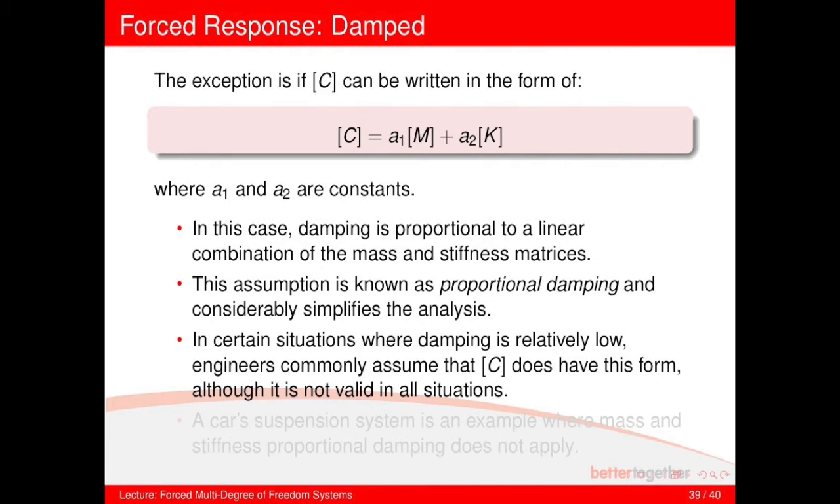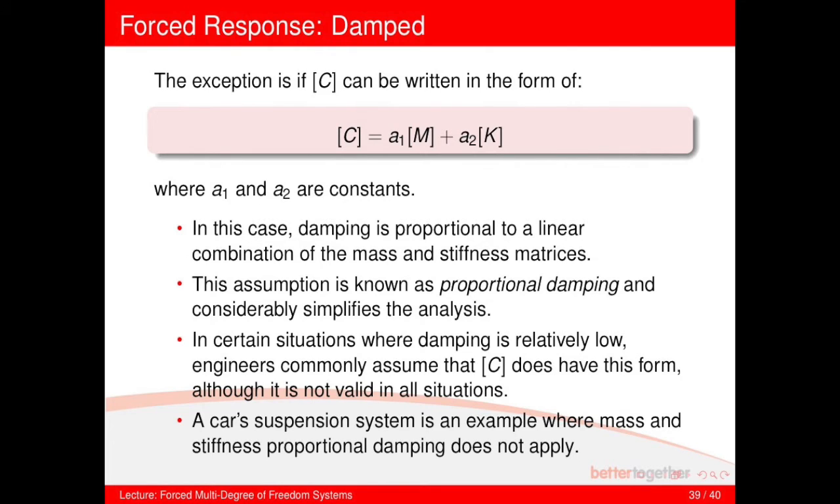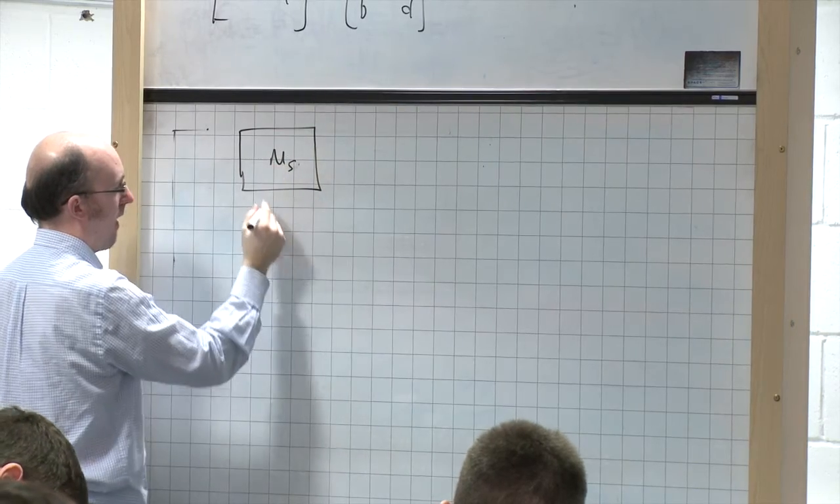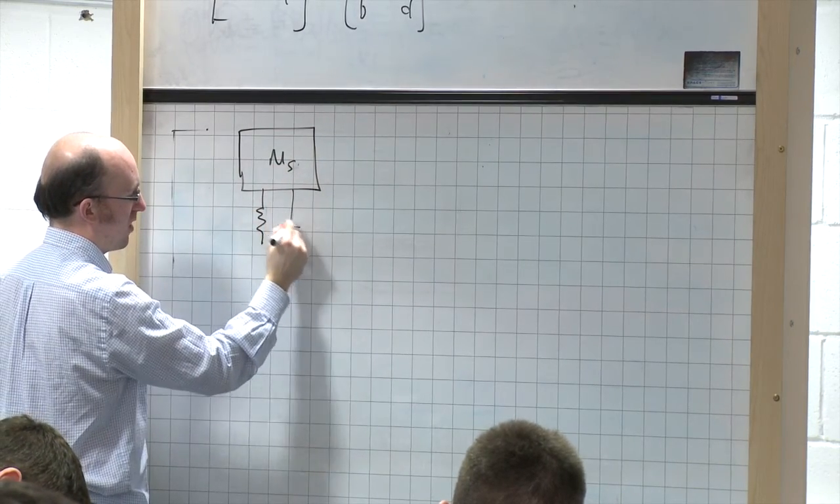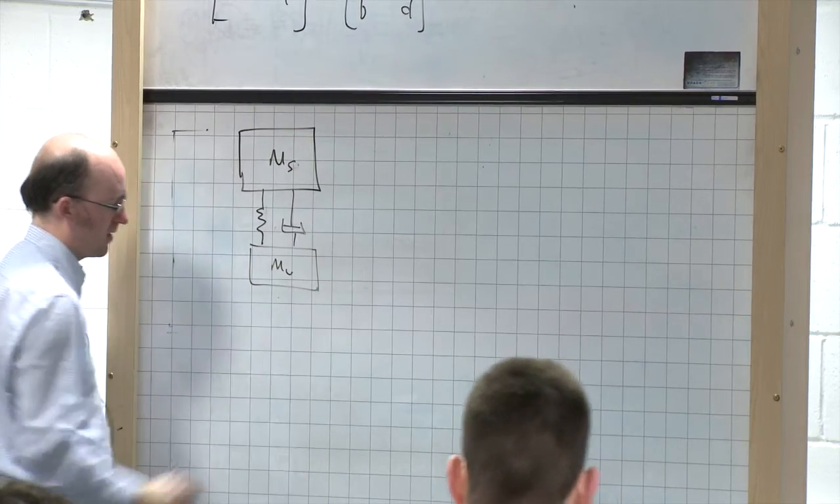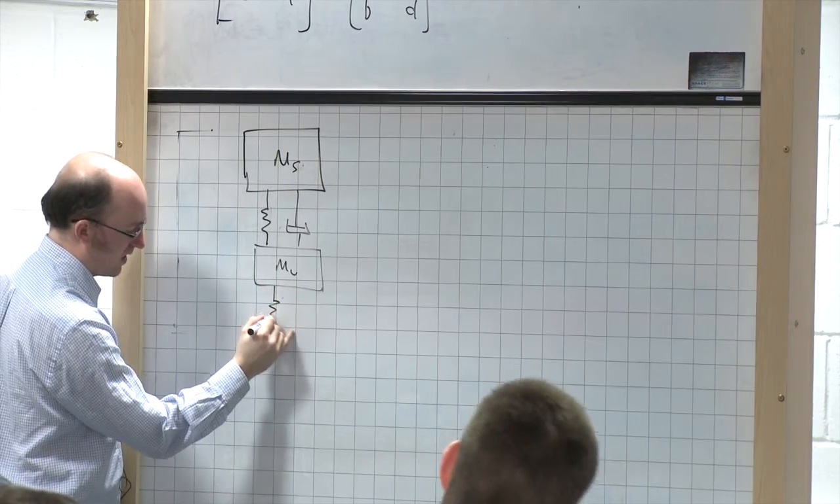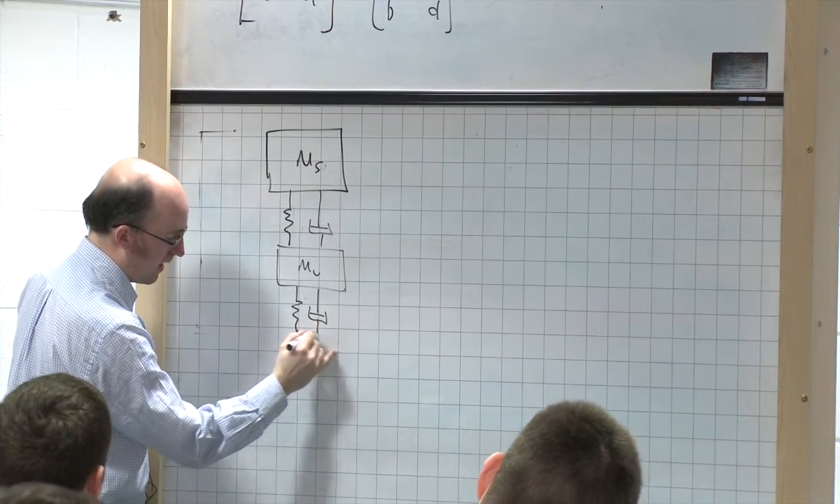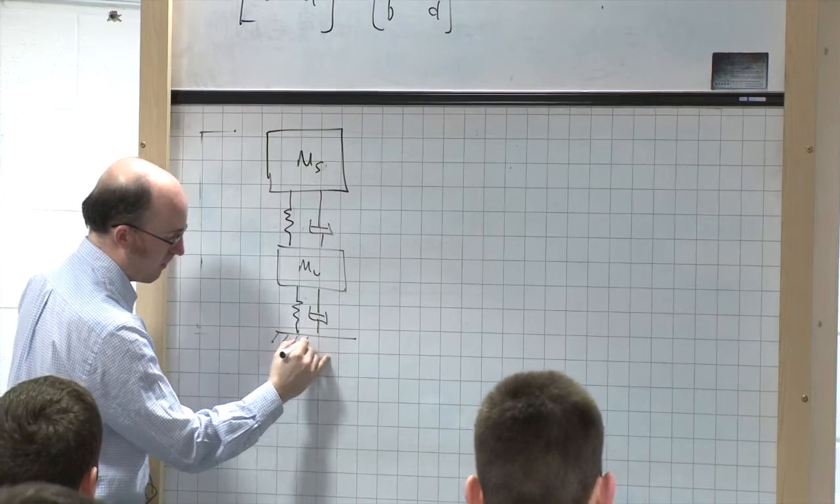If your damping is relatively low, basically you just assume that it has the form, but it's not valid in all situations. And one particular situation that's relevant where it's not valid is with a car suspension system. Okay, your car suspension system is 2 degrees of freedom. So the mass of the body of the car, I'll call this the sprung mass. Okay, you've got a spring and your shock absorber, and you've got the mass of your wheel, so that's the unsprung mass. And then obviously you've got a spring, and there is some damping, and there's the ground.